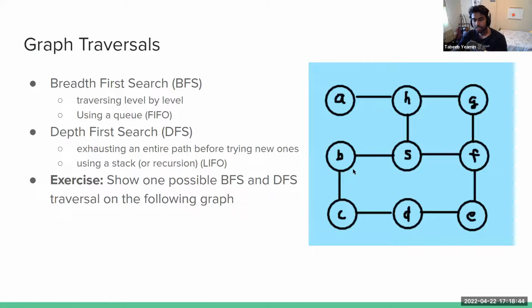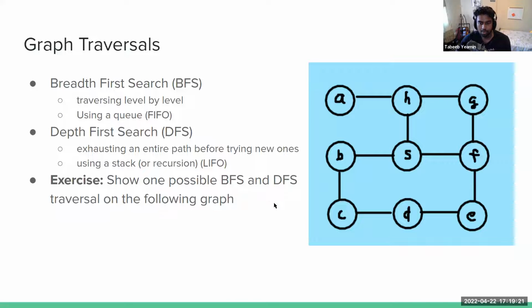Okay. So let's talk about graph traversals then. You guys should have seen BFS and DFS. Breadth first search is basically traversing a graph level by level, and you usually use a queue to be able to do this. And then depth first search is you go down an entire path before you backtrack and attempt going down other paths. You can usually use either a stack or recursion to achieve this.